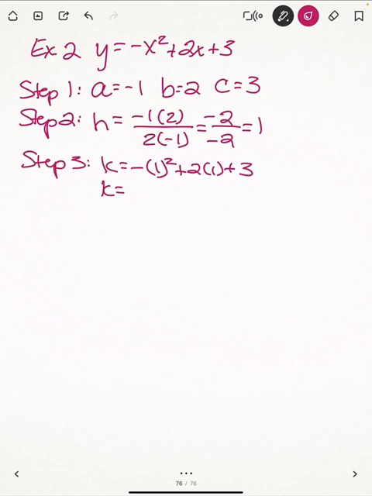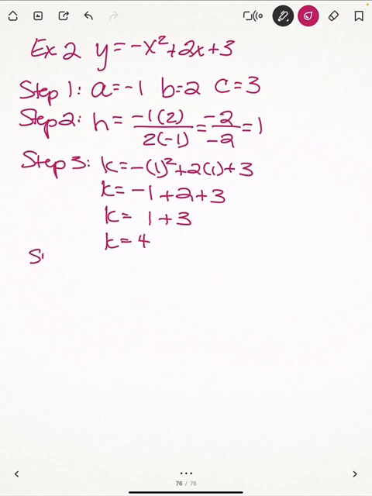Since I'm not going to switch to Desmos, I'm just going to write it. Well, 1 squared is 1, so with the minus sign, we're going to put minus 1. 2 times 1 is 2, and then bring down the positive 3. Now remember, we always go from left to right. So negative 1 plus 2 is positive 1 plus 3, and then 1 plus 3 is 4. So that's our k.